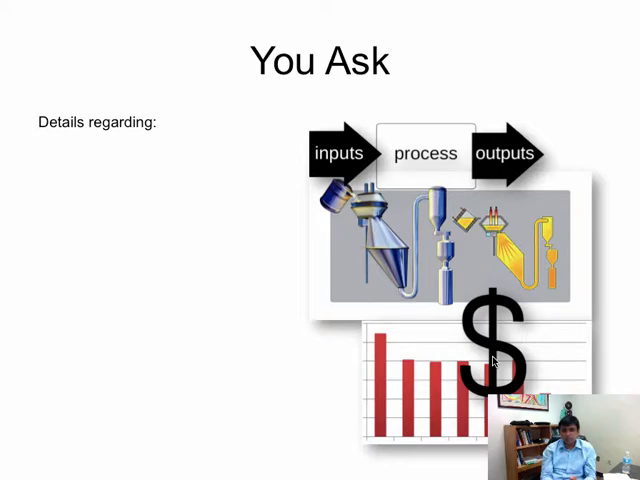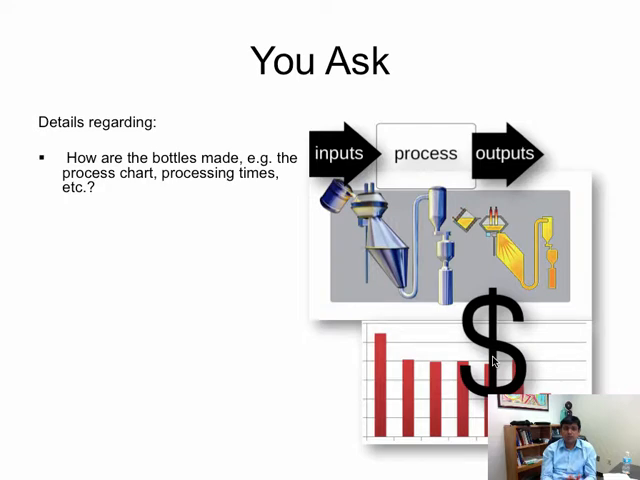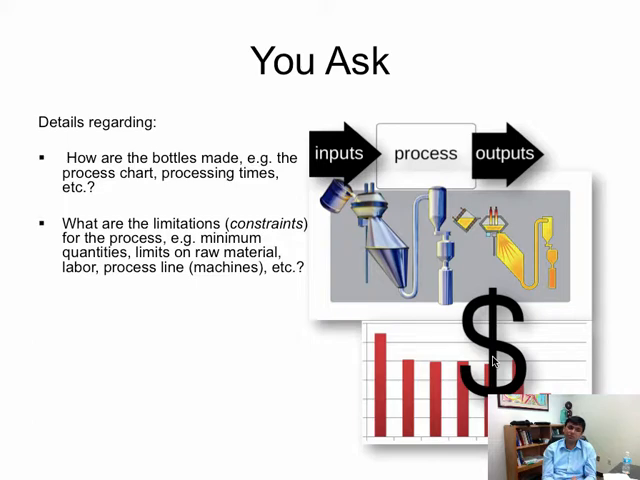What we will do is think of some questions that we can ask the management, and they can then get us connected with the appropriate managers within the production plant or help us find those answers. Let's look at some questions. One of them could be, how are the bottles made? This is a very generic question which says, can you give us the process chart, the processing times at each individual point in the bottle manufacturing? What are the limitations for the process? For our model, it means constraints.